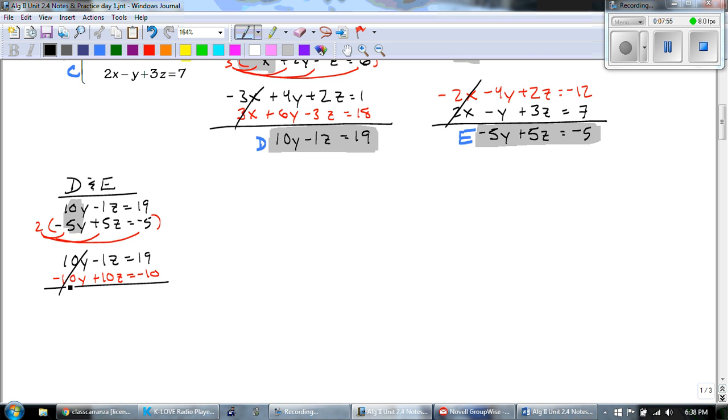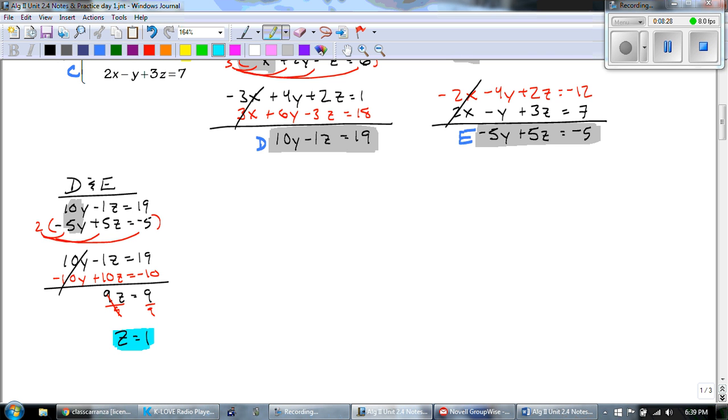Now I cancel the y's, and then -1 plus 10 is 9z. 19 minus 10 is 9. And then when we divide by 9, because the z is all by itself, we get that z equals 1. Okay, now guess what? That's actually, I'm going to highlight that. We're not done yet, okay? I just know z. I still need to find y and x.